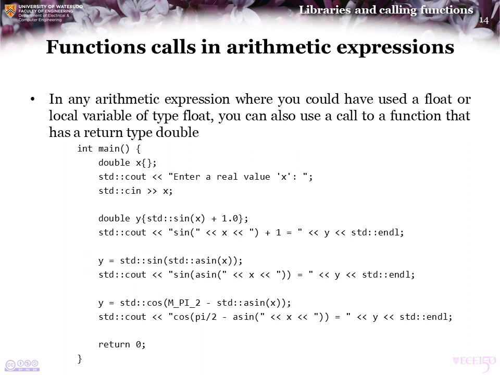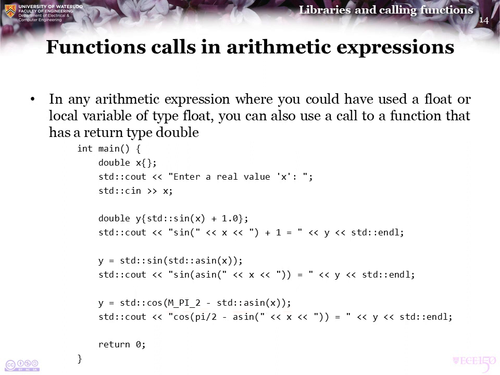Finally, we have this third assignment where y is assigned cosine of pi over 2 minus arc sine of x. Now, if you remember from secondary school, cosine of pi over 2 minus x is equal to sine of x, so therefore the second and third results should indeed be equal.